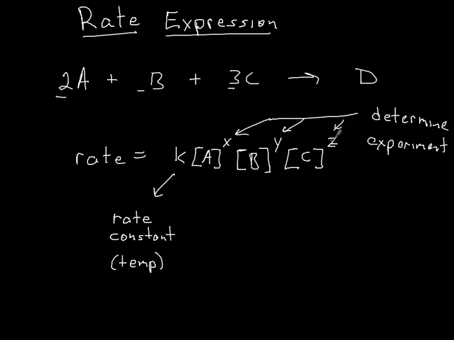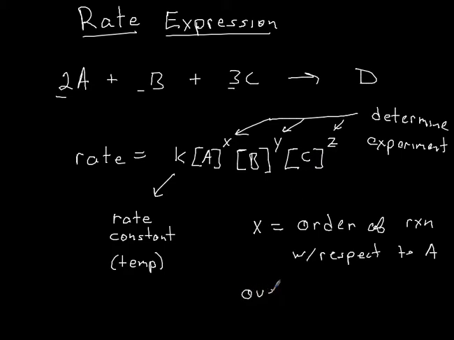These values, X, Y, and Z, are the order of reaction. So X is equal to the order of reaction with respect to A, reactant A. Y would be the order of reaction with respect to B. Z would be the order of reaction with respect to C. Now, the overall order of the reaction, now these are going to be numbers is what they're going to be. The overall order of this reaction will be X plus Y plus Z. That would be the overall order of the reaction.